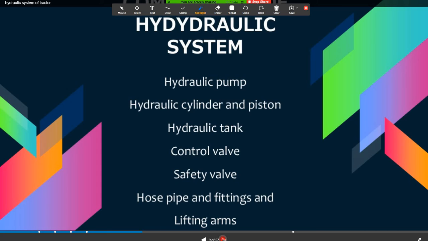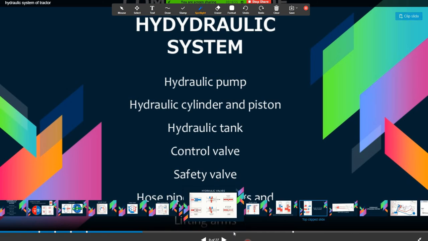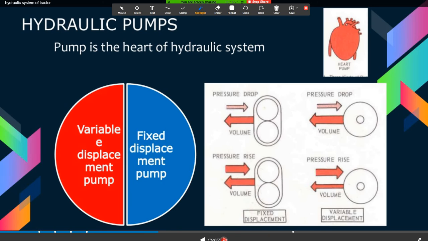Now, the hydraulic system, I already talked about it: the hydraulic pump, hydraulic cylinder, piston, hydraulic tank, control valve, safety valve, hose pipe and fittings, and lifting arms. These are the main components. First is the hydraulic pump, which is the heart of the hydraulic system, and there are different types of pumps used in a hydraulic system, dear student.